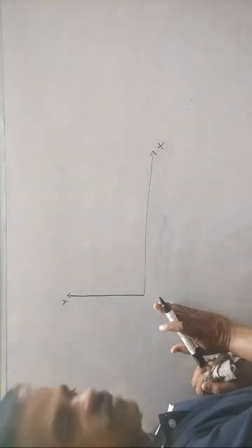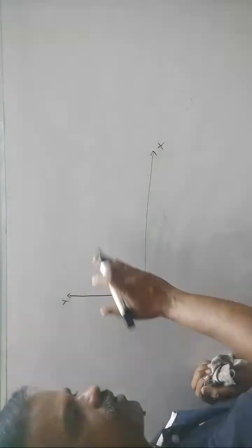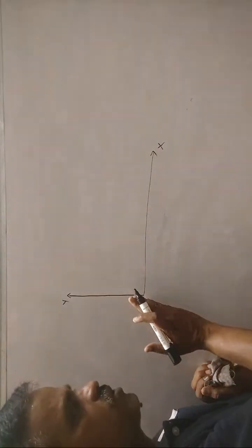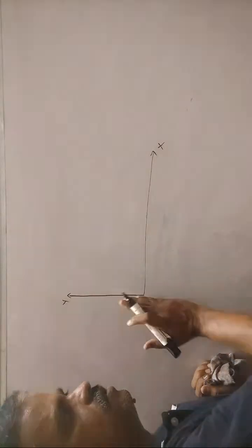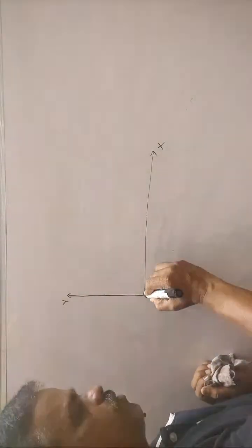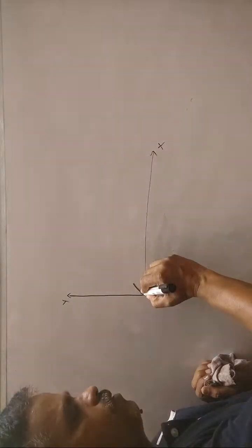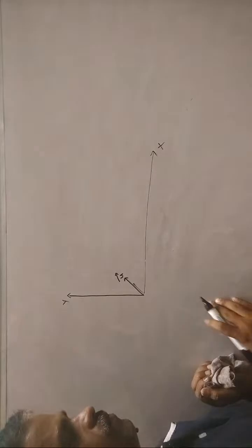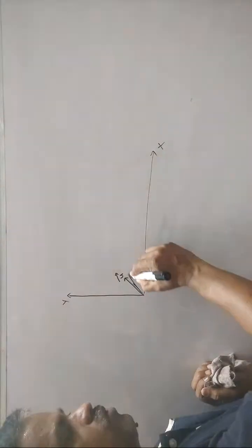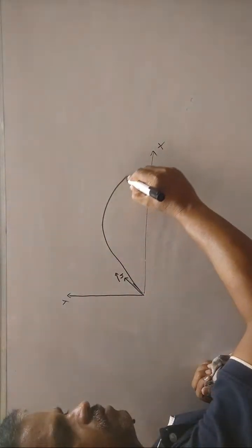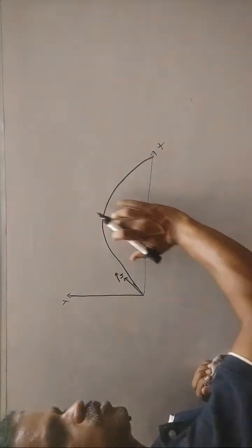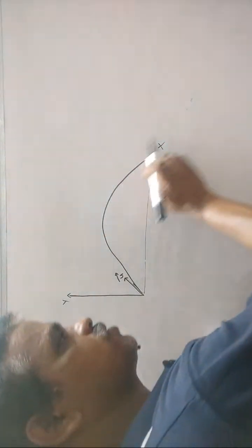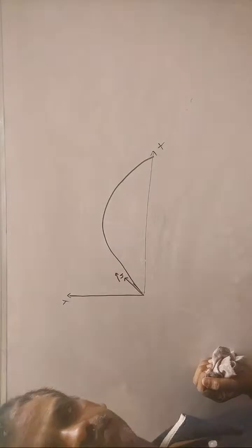So I am projecting a body with some initial velocity. Velocity is a vector. So the body will move like this, goes to maximum height, then falls on the ground.